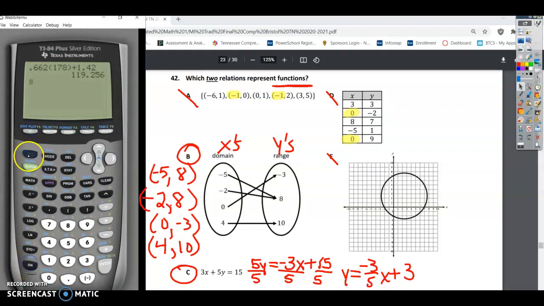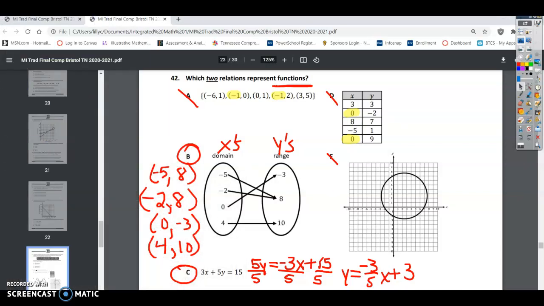Clear everything out, go to y equals and type -3/5 x plus 3. Hit graph. Let's zoom standard, put that back to a standard window. But you can see that is a linear equation and that does pass the vertical line test. So for number 42, the answers are B and C.